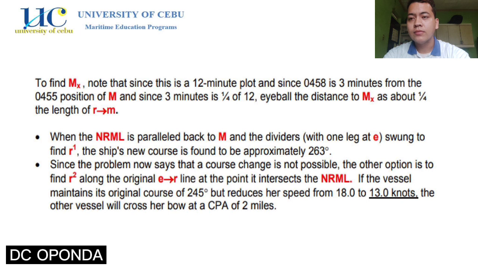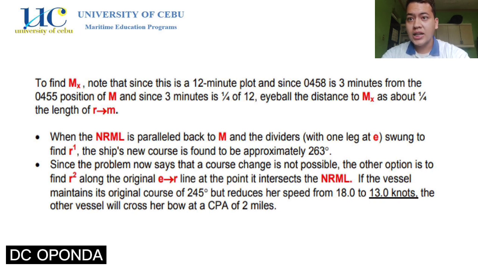So to find MX, note that this is a 12-minute plot, and since 0458 is 3 minutes from the 0455 position of M, and since 3 minutes is 1/4 of 12, eyeball the distance to MX as about 1/4 the length of R to M. So when the NRML is parallel back to M and the dividers with one leg at E swung to find R1, the ship's new course is found to be approximately 263 degrees.